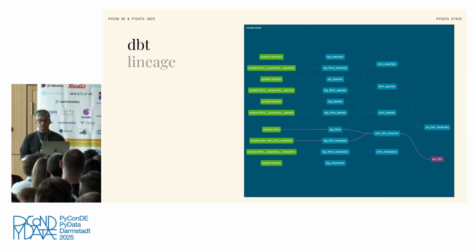Here I just wanted to quickly touch on lineage. DBT provides a nice way of showing the relationships between different models. And so here I've selected the presentation film model, and you can see it track all the way back to the source tables.